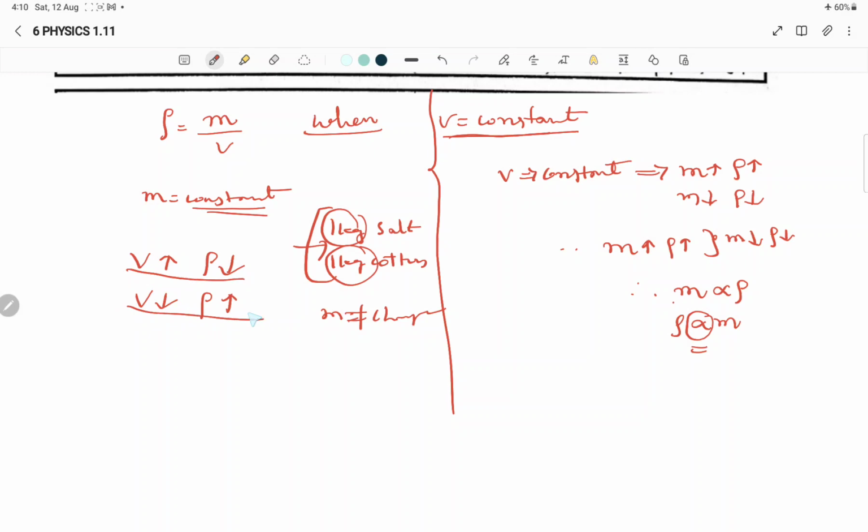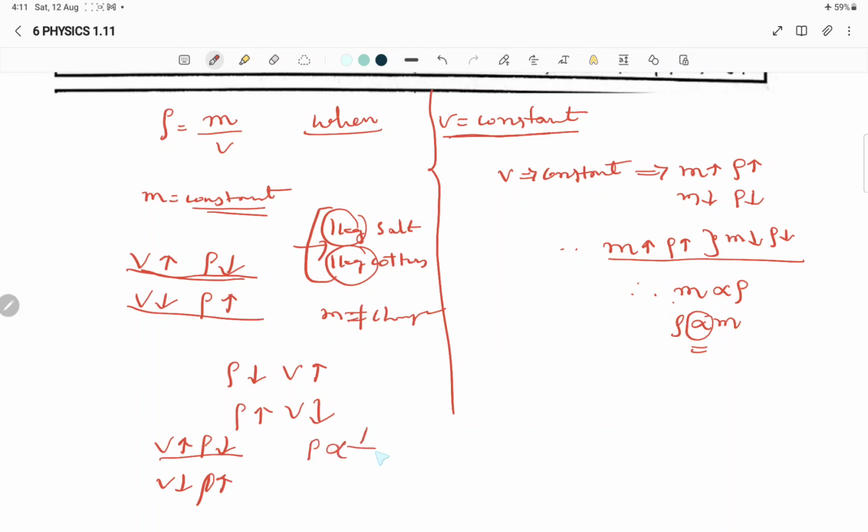Here opposite direction is there. In this case same direction is there. In this case opposite direction is there. That's why rho decreases, V increases. Rho increases, V decreases. V increases, rho decreases. V decreases, rho increases. Okay, this is inversely proportional. Rho is inversely proportional to V, or rho is proportional to 1 by V. Both are the same.